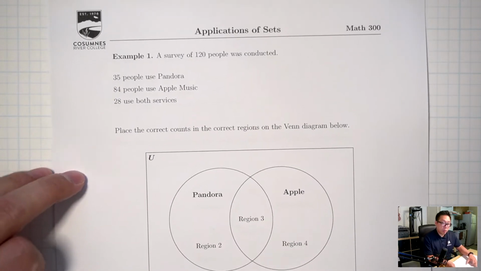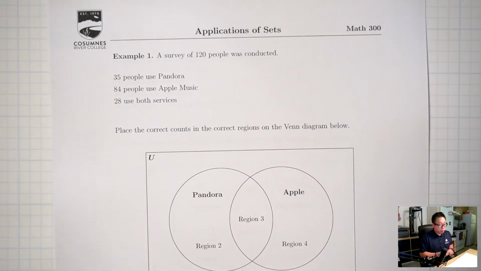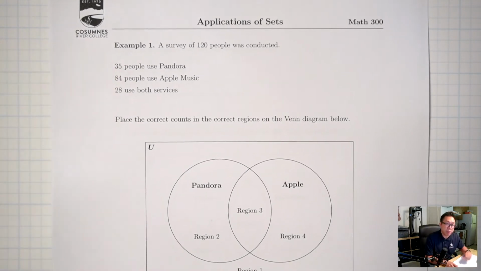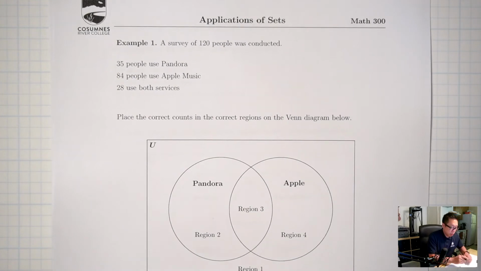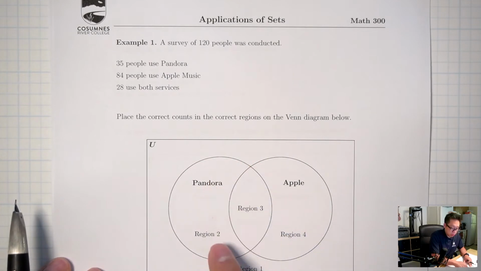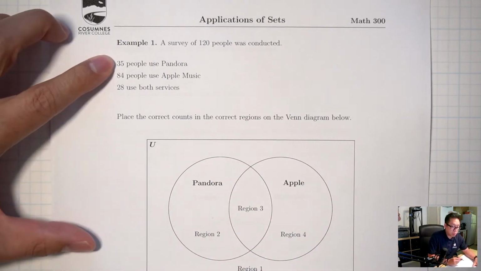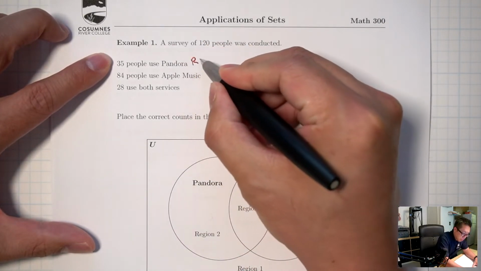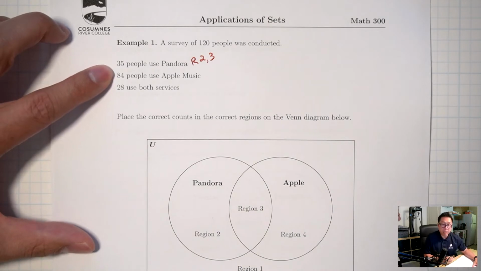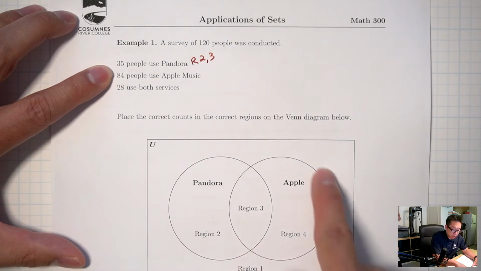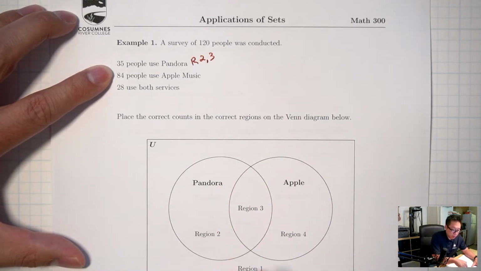So let's go through each of these little clues. The first one, 35 people use Pandora. So which regions are represented by the people who use Pandora? Here's Pandora. Inside Pandora is regions 2 and 3. So 35 people use Pandora is represented by regions 2 and 3. 84 people use Apple Music. That's represented by the regions that are inside of Apple, which is 3 and 4. So 84 is regions 3 and 4 together.